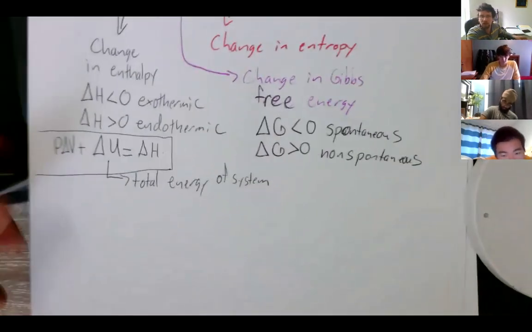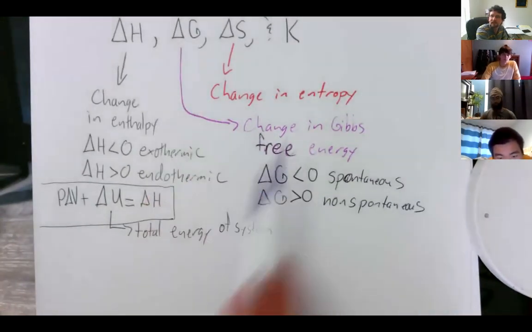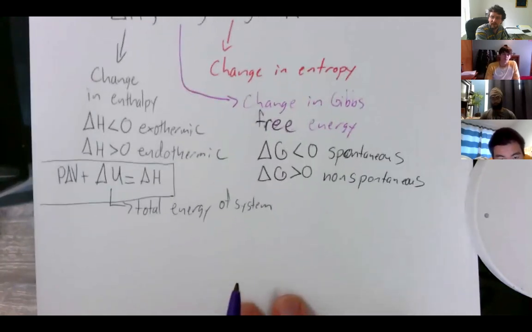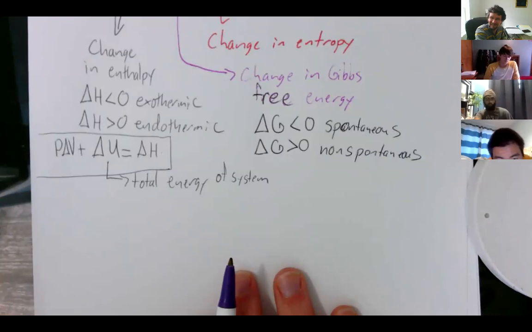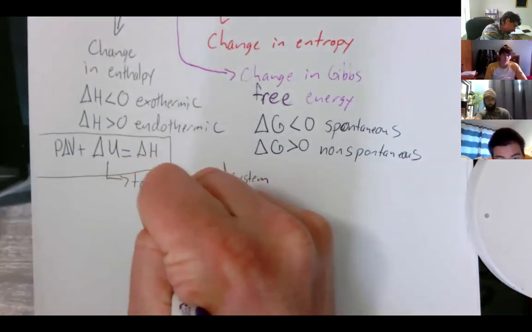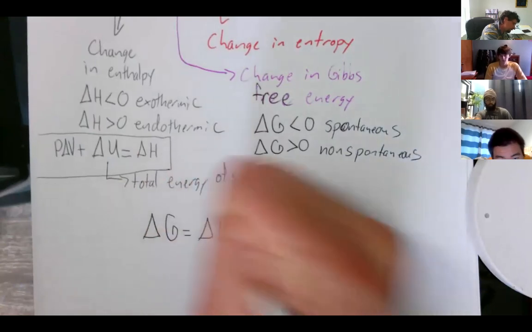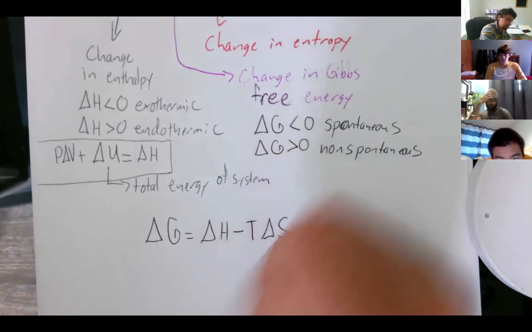Okay. So, is there an equation that relates these to one another that you guys know or should know? Delta G equals delta H minus T delta S.